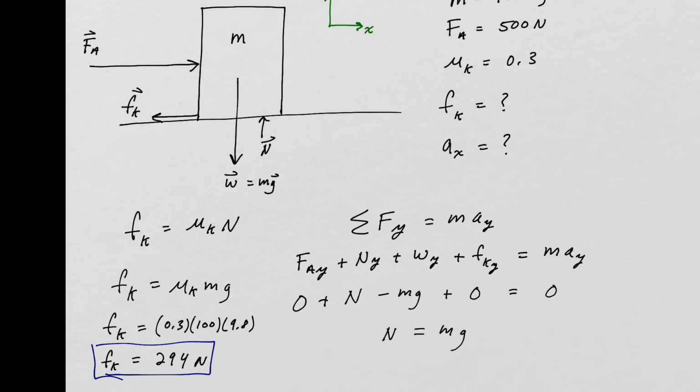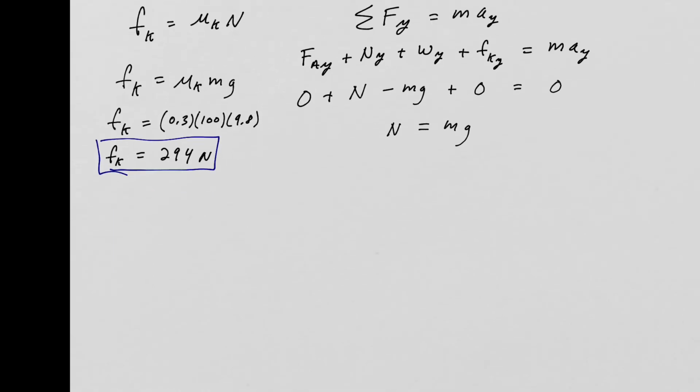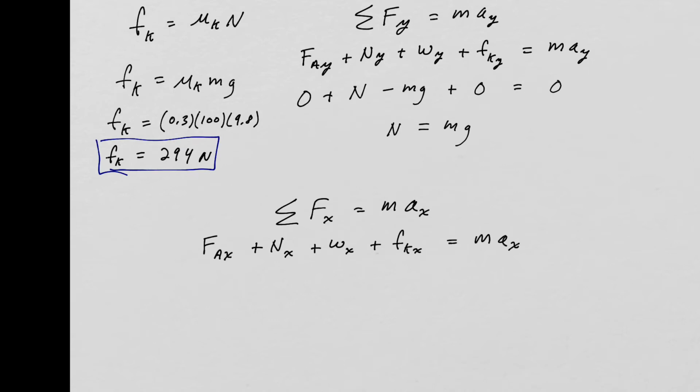Now, how do I find Ax, the acceleration of the system? Now I need to do Newton's second law in the x direction. So now I have the sum of the forces in the x direction equals max. So now I want the x component of the applied force plus the x component of the normal force plus the x component of the weight plus the x component of the kinetic frictional force. That is equal to max.